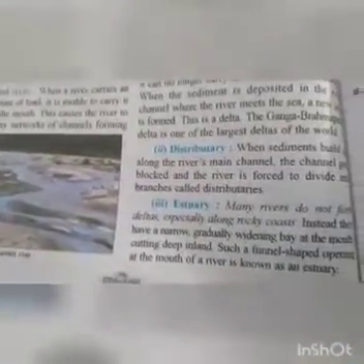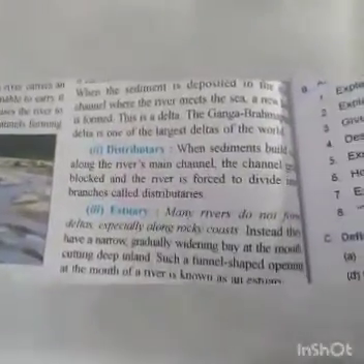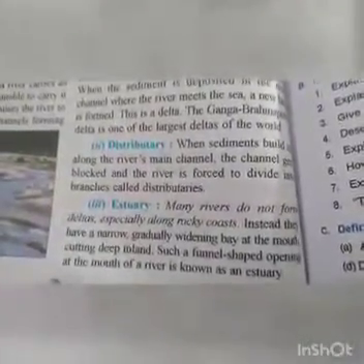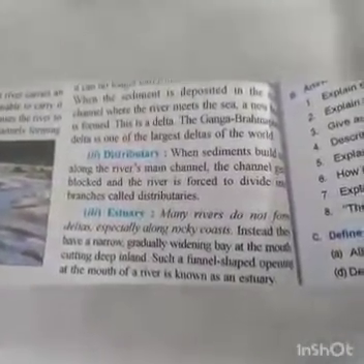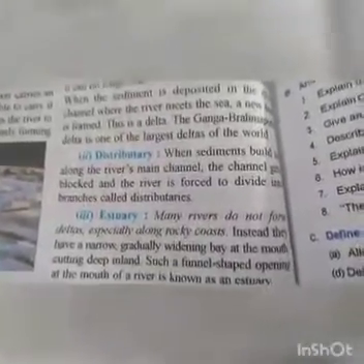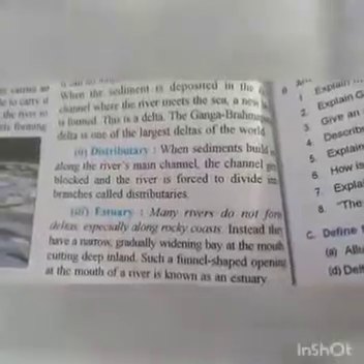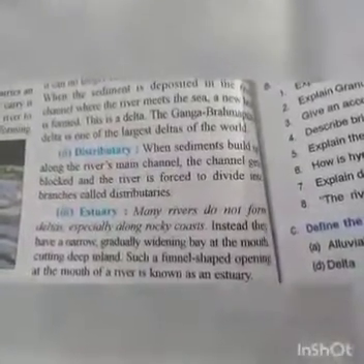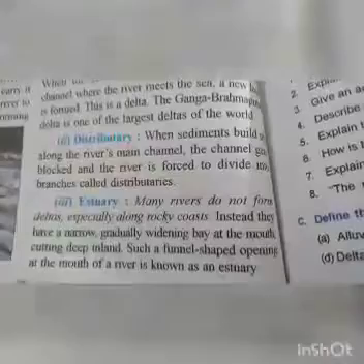Now next is estuary. Many rivers do not form deltas, especially along the rocky coast, right? So most of the rivers do not form deltas. Instead, they have a narrow, gradually widening bay at the mouth, cutting deep inland. Such a funnel-shaped opening at the mouth of a river is known as an estuary.